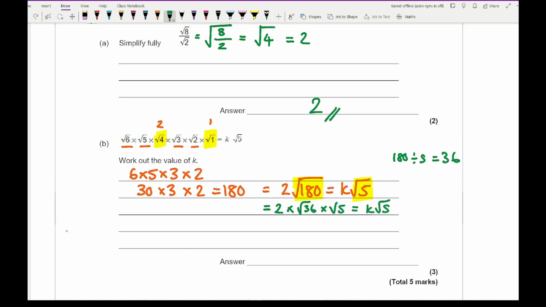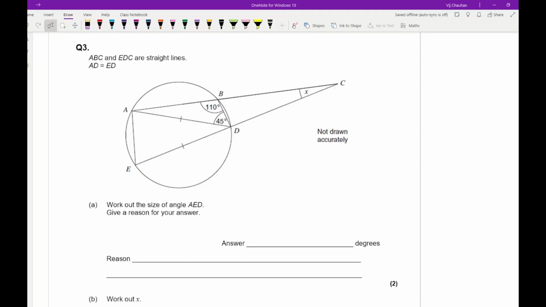And then simplifying this, we get 2 times 6, which is going to give me 12, so it's 12 root 5 equals k root 5. And then comparing the coefficients, we know that k has got to equal 12, so here I can write k equals 12. Now moving on to question 3, it says ABC and EDC are straight lines.